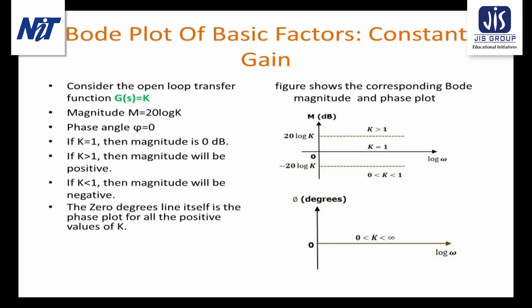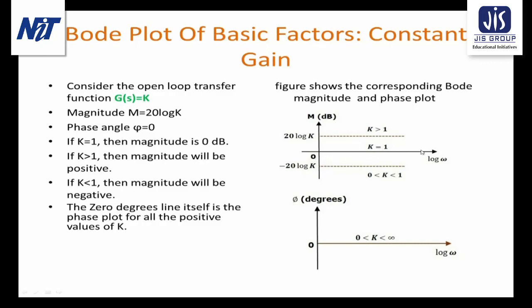Consider the first case when K is equal to 1. So if we put 20 log K, here K is equal to 1, then log 1 becomes 0. So the magnitude becomes 0. So that's why when K is 1, the magnitude is 0 dB. And the phase angle is always 0 degree. So the Bode plot when K is equal to 1 is the horizontal line at 0 dB.